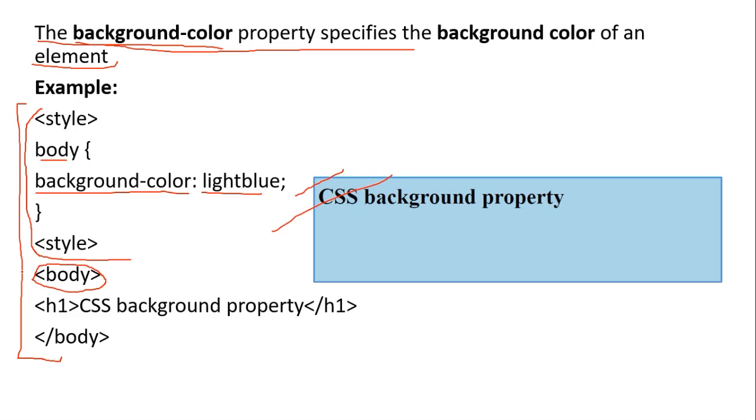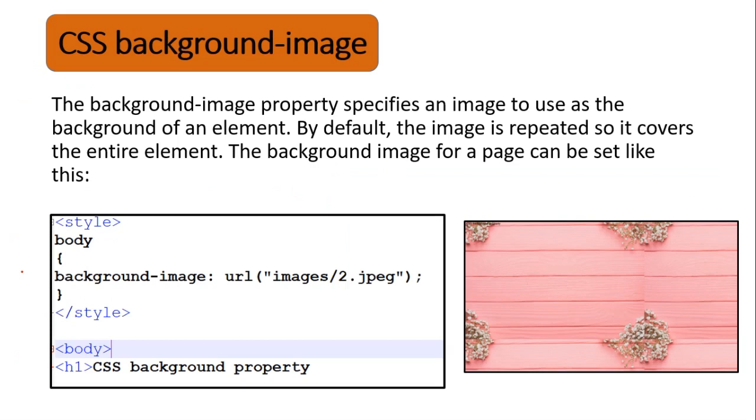The next one is CSS background image. Apart from the color, if you want to use an image, we have to use the property name background image. The background image property specifies an image to use as the background of an element, and by default the image is repeated, so it covers the entire element. So by default, whenever we use an image as a background image, it will repeat by itself. If the image is too small, it will be repeated both on the y-axis and the x-axis.